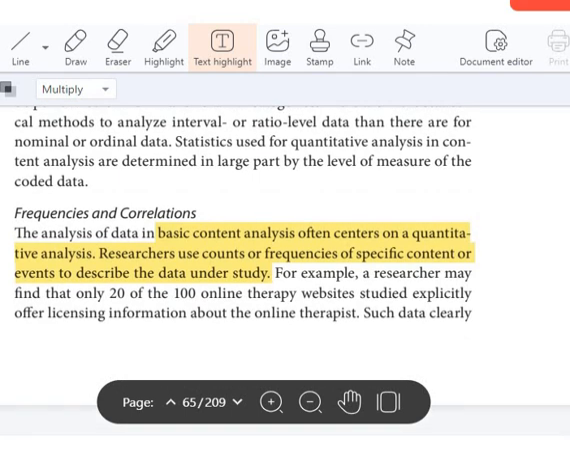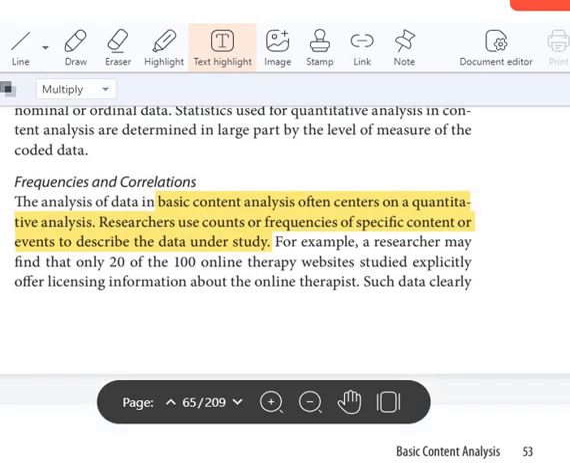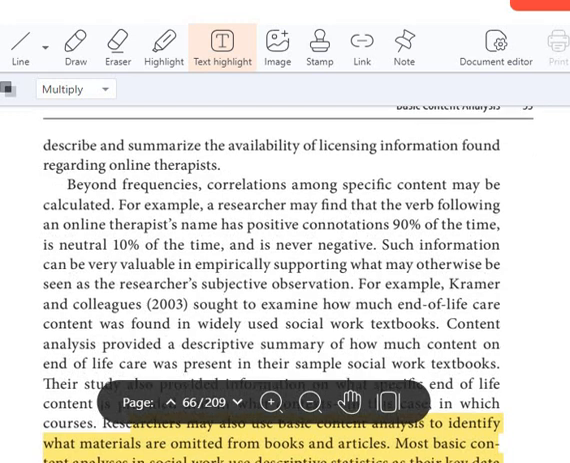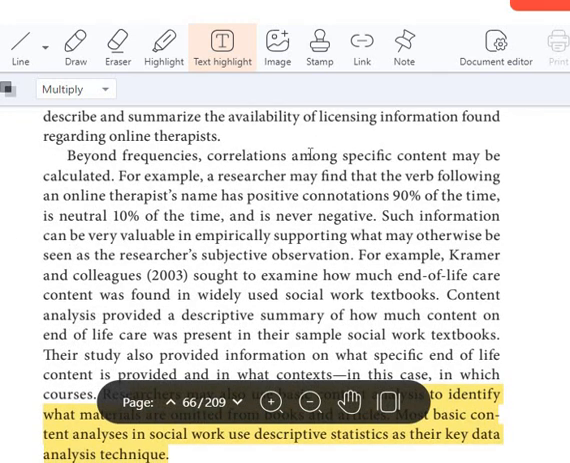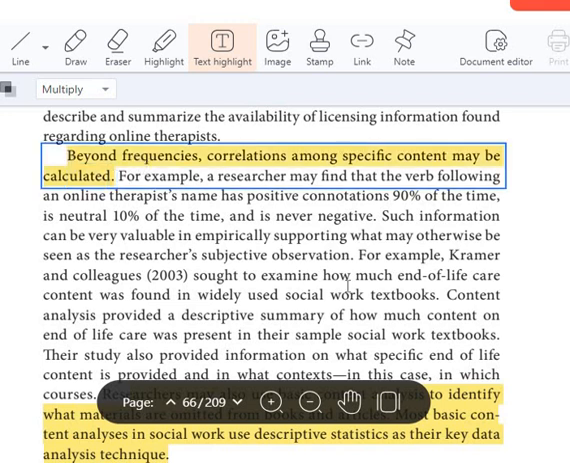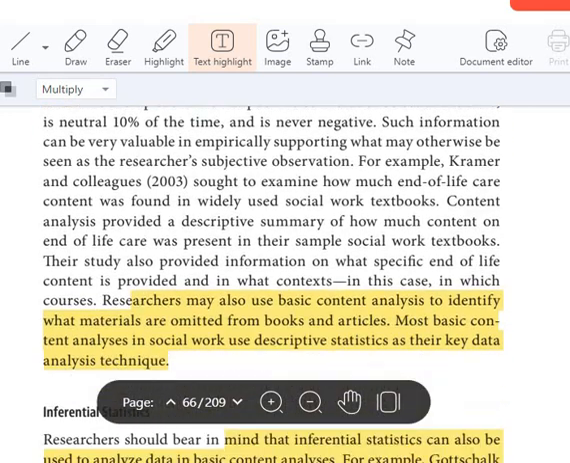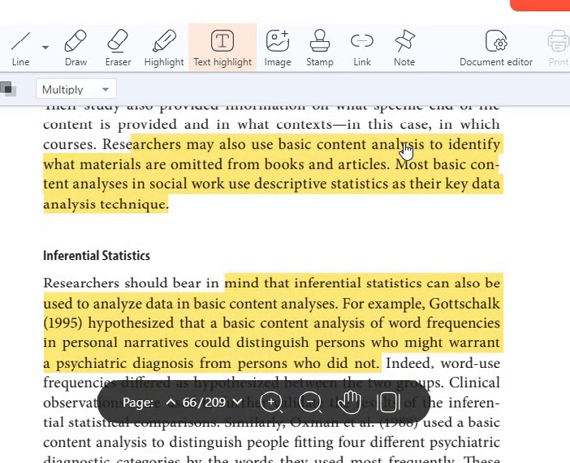Now let's go to frequencies and correlations. The analysis of data in basic content analysis often centers on quantitative analysis. Okay, this is just a quick review. Researchers use counts or frequencies of specific content or events to describe the data under study. Beyond frequencies, correlations among specific content may be calculated. There is no problem, so some calculations are allowed here. Researchers may also use basic content analysis to identify what materials are omitted from books and articles.